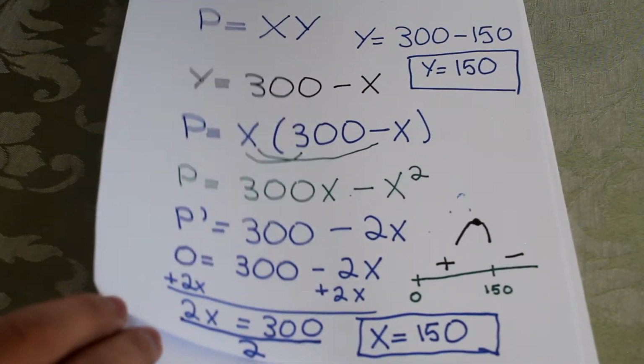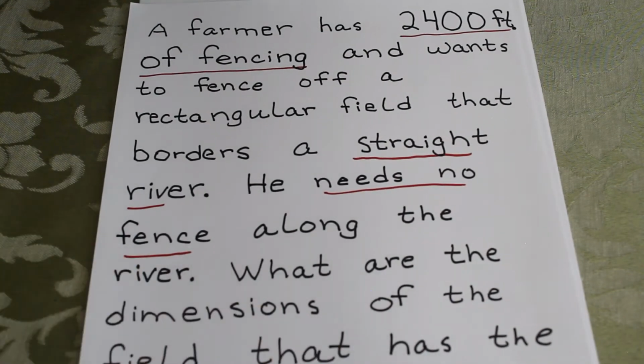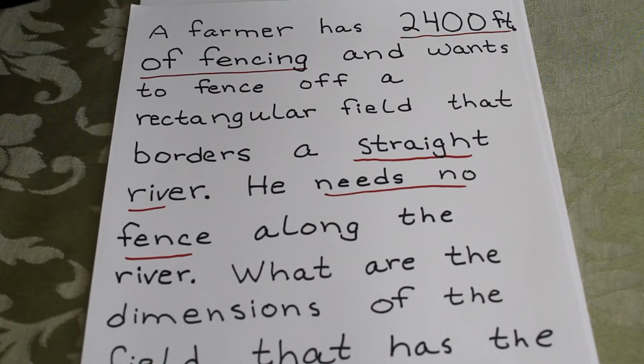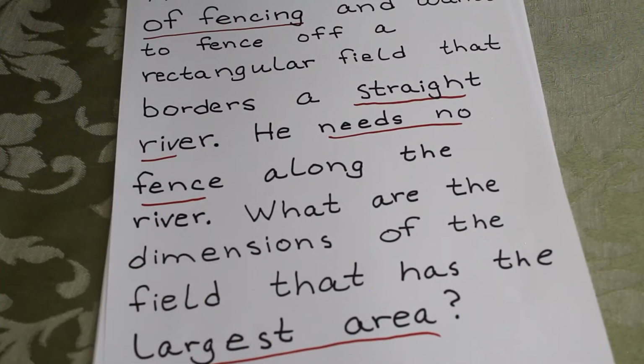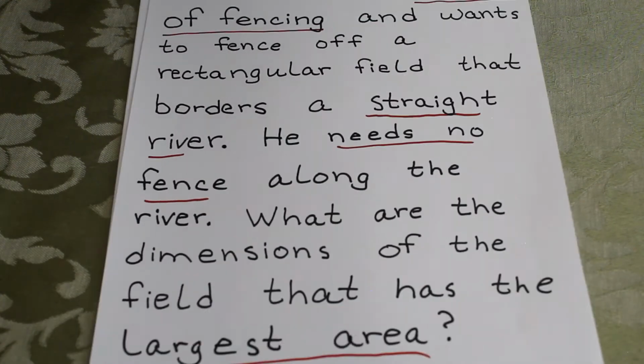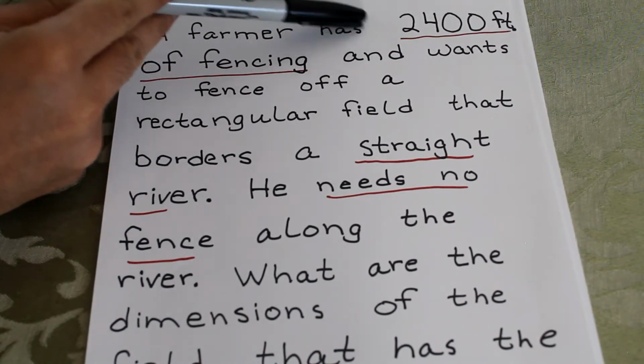Now let's look at another problem. Something that's a little bit more complex but not too bad. So again, I encourage you to write down the problem and know what the problem is asking for and what we already know. So a farmer has 2,400 feet of fencing and wants to fence off a rectangular field that borders a straight river. He needs no fence along the river. What are the dimensions of the field that has the largest area? This might seem like a lot, but all we need to know is that the farmer has 2,400 feet of fencing.